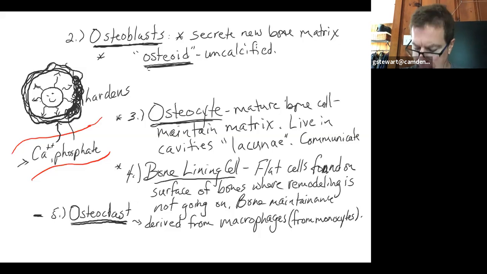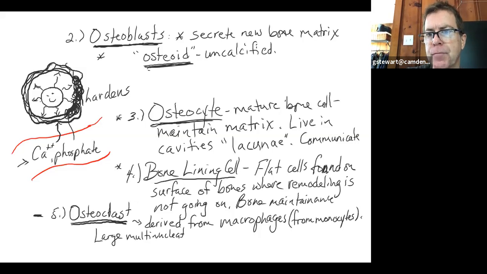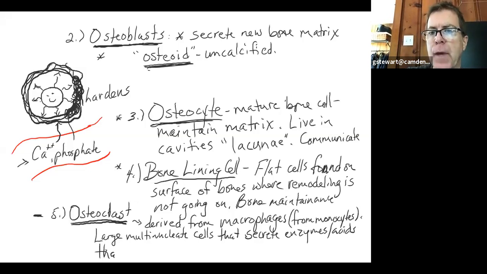So their function is they're really large multinucleate cells that secrete enzymes and acids that basically dissolve bone matrix.